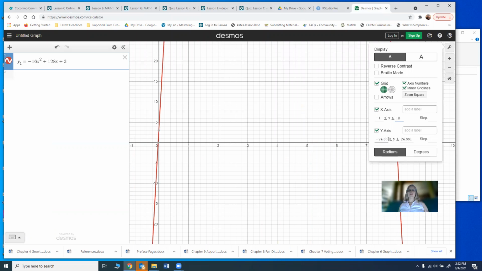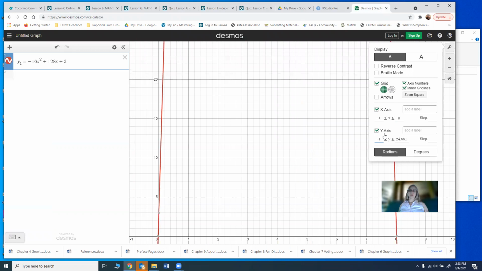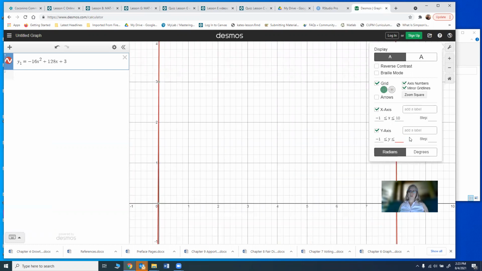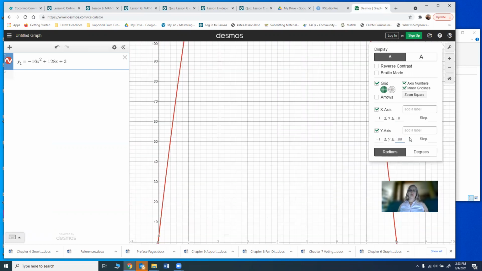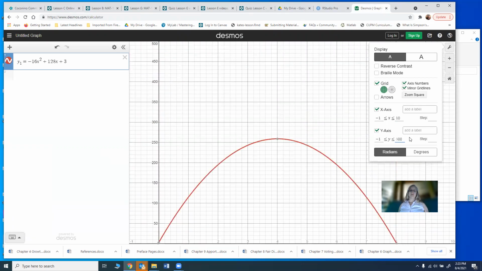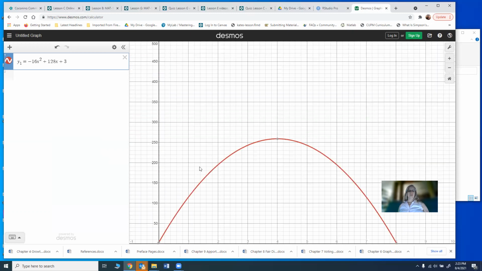And then let's do my y's going from maybe -1 to, let's try 40. Nope, 40 is not big enough, so let's try 100. 100 is not big enough. Let's try 500. There we go. 500 is big enough.